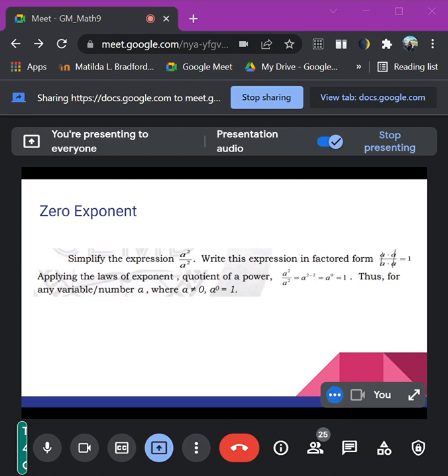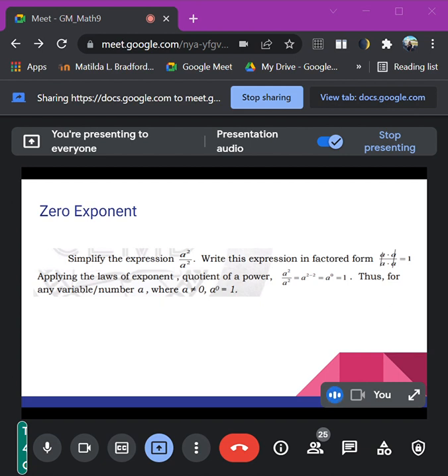Thus, for any number or any variable a, where a is not equal to 0, a raised to the power of 0 is equal to 1. No matter how big your base is, that a can be interchanged. For example, 1 million raised to 2 over 1 million raised to 2, if the exponent you get is 0, the result is still 1. Okay?